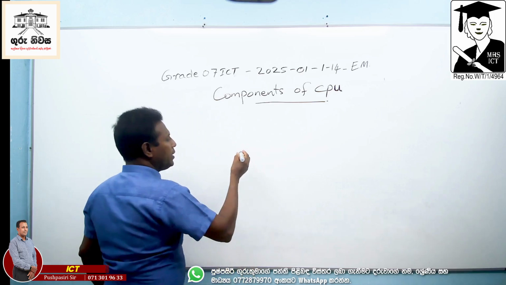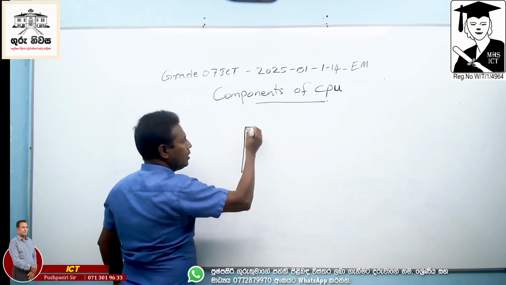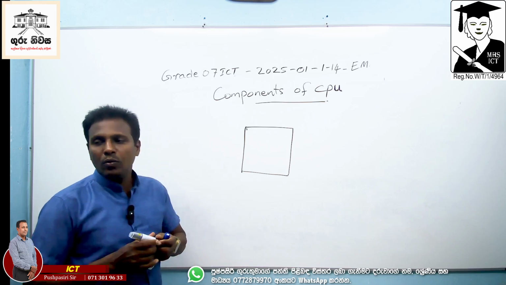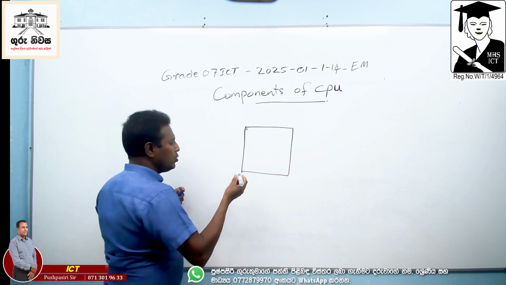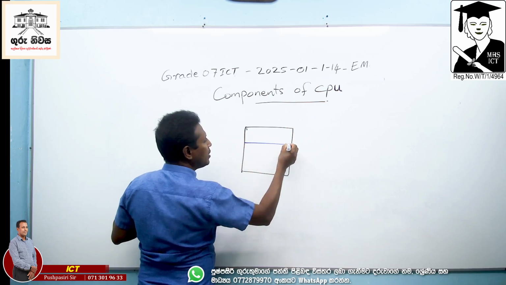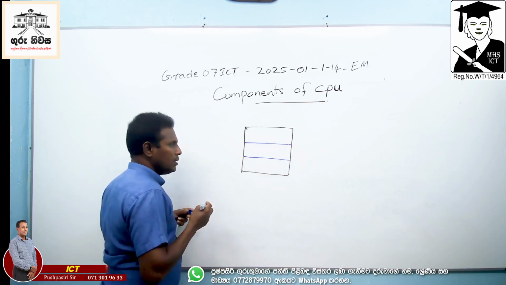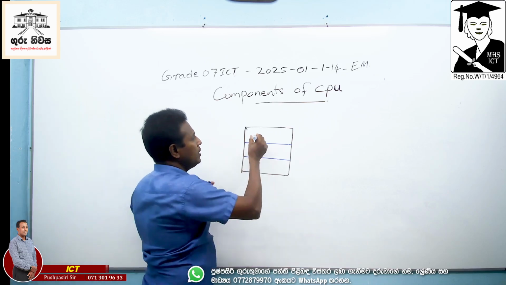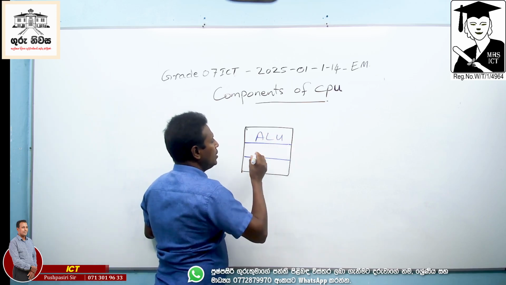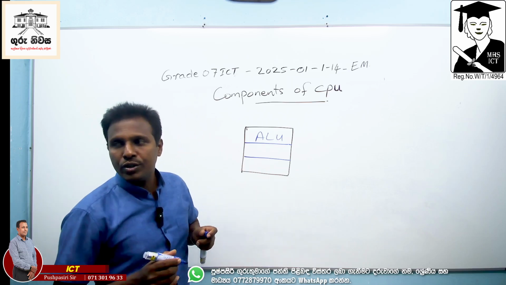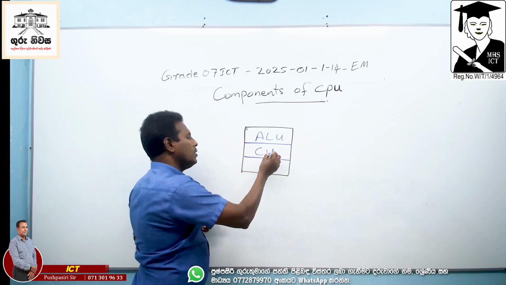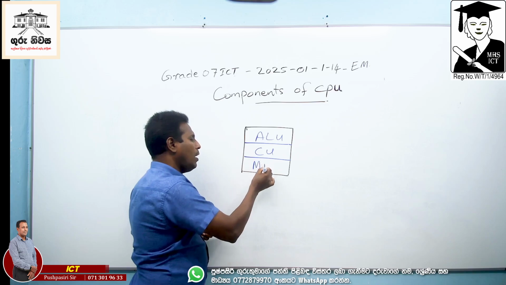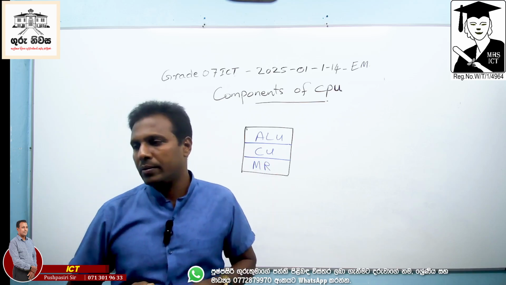So if we are taking the CPU, right? We can divide it into three parts. Three parts. So if it is a CPU, we can divide it into three parts. One is ALU, the other one is CU, the other one is memory register, MR.